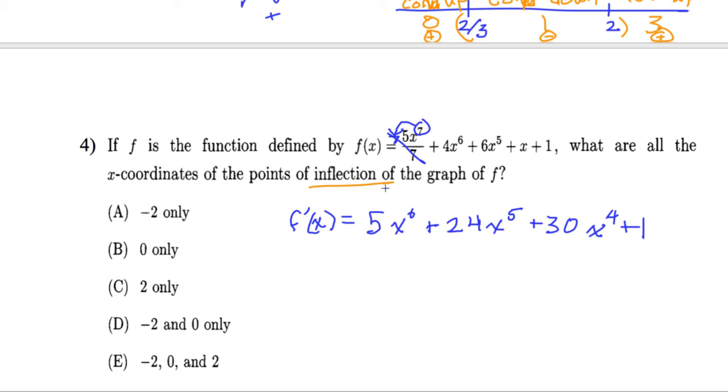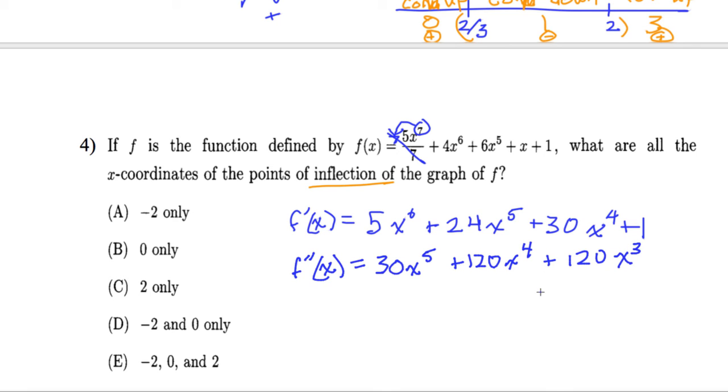All right, so far so good on F prime. Here's F double prime. F double prime of x: 6 times 5 is 30, and minus 1 gives x to the 5. 24 times 5 is going to be 120, so plus 120x to the power of 4. I did 5 times 20 and 5 times 4 and then added the results. Plus 30 times 4 is 120, again x to the power of 3.